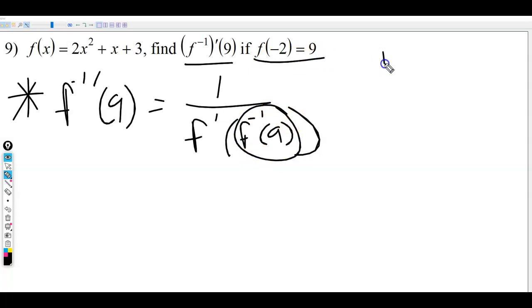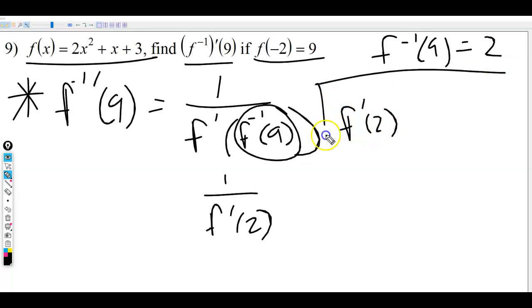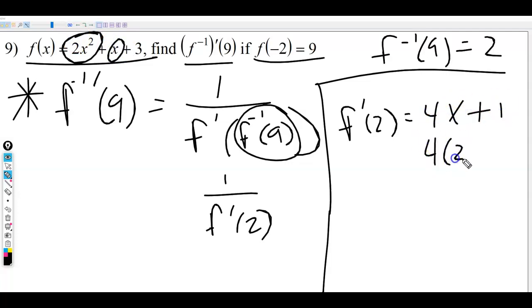If f of negative 2 equals 9, then f inverse of 9 equals 2. They're just flip-flops of each other. So this becomes 1 over f prime of 2. And now what I'm going to do is I'm going to come back up here to f. I'm going to find f prime, and then I'm going to plug in 2. So f prime of 2 is going to be, if I take the derivative of that, I get 4x, and the derivative of that, I get 1. And we're going to plug in 2 to that, right? And we get 7. And so this ends up being 1 over 7.